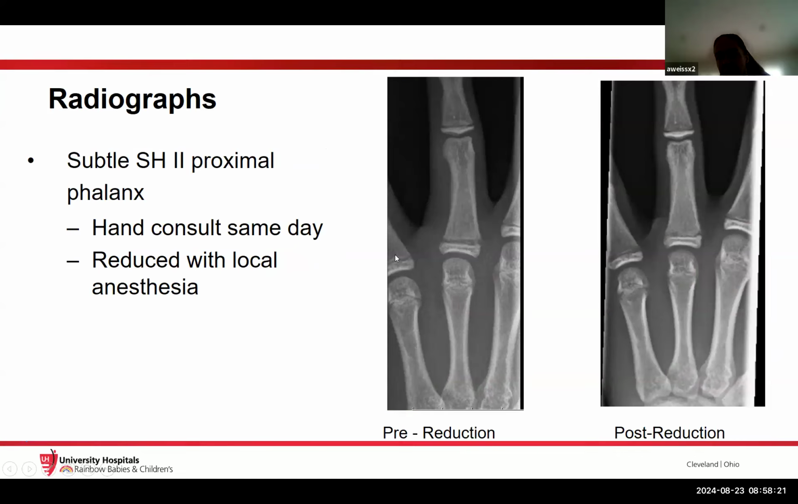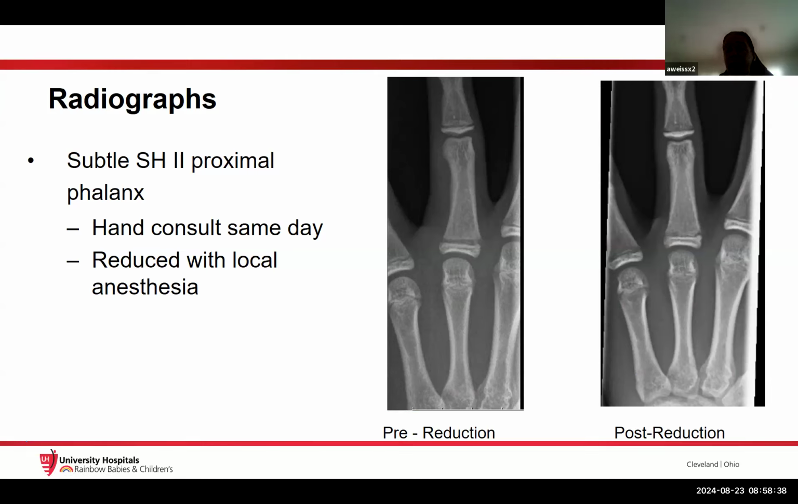Compared to this one and this one. And so what happened is he actually twisted through the growth plate. And I had a hand surgeon take a look. I sent the pictures and, oh no, actually he was there that day. I showed it to him and they were like, yeah, that needs to be fixed under sedation.